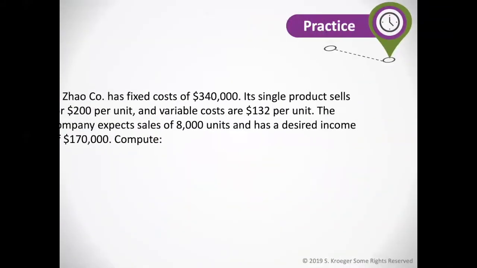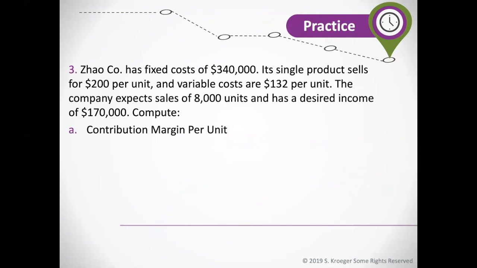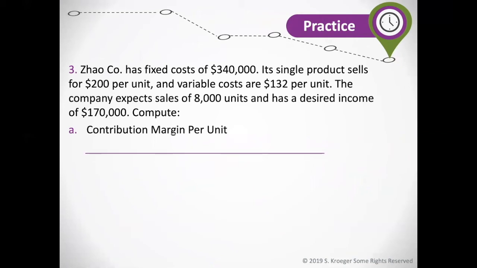This is your classwork problem number 3. Zhao Company has fixed costs of $340,000. Its single product sells for $200 per unit, and variable costs are $132 per unit. The company expects sales of 8,000 units and has a desired income of $170,000. Compute, for part A, the contribution margin per unit. And just letting you know, there is definitely a lot of information here you don't need at the moment, but we will be using the same information for other formulas as well.